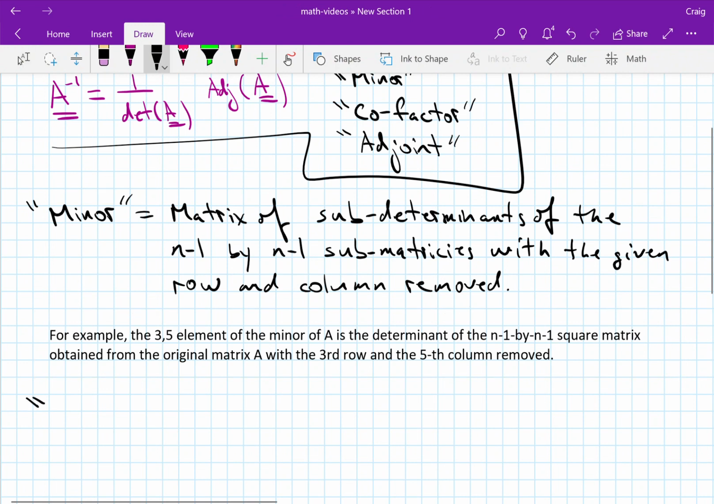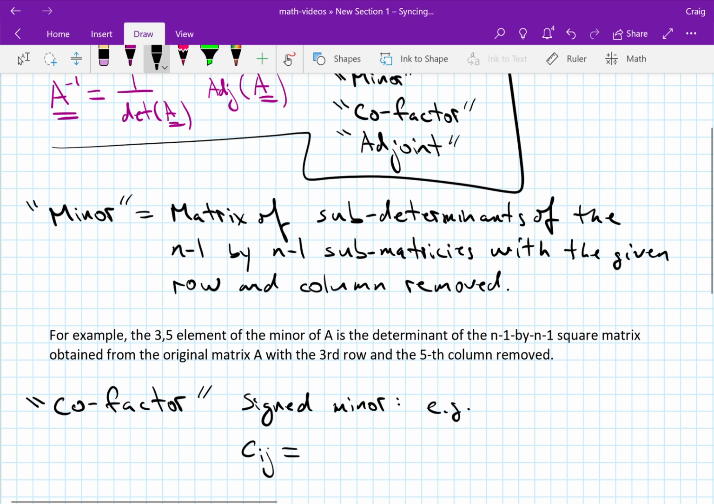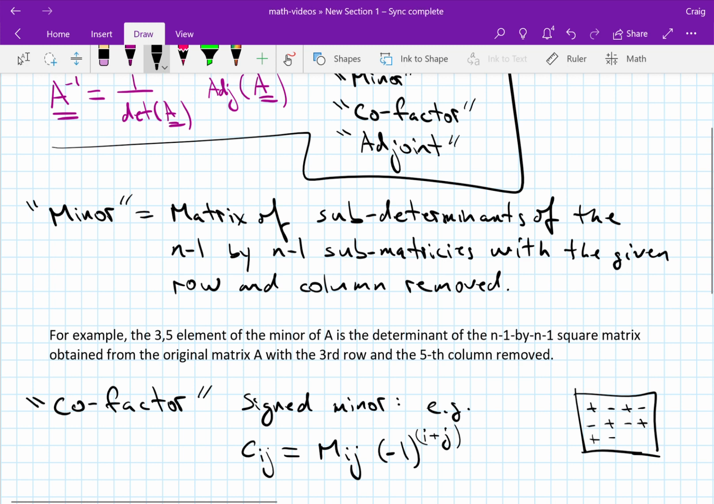The cofactor matrix is sometimes called the signed minor. The cofactor ij is M ij times minus 1 to the i plus j. So we have a checkerboard pattern of pluses and minuses in our matrix as usual. For instance, if I have a 4 by 4 matrix: plus, minus, plus, minus, minus, plus, minus, plus, plus, minus, plus, minus, minus, plus, minus, plus. Those are the signs that the entries of the minor will be multiplied by to get to the cofactor.